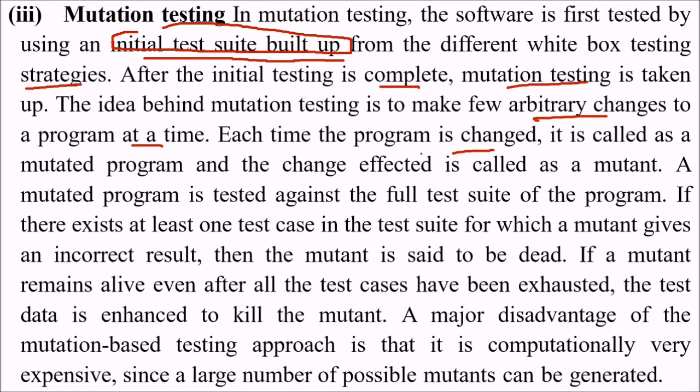Each time the program is changed, it is called a mutated program, and the change effected is called a mutant. A mutated program is tested against the full test suite of the program, and if there exists at least one test case in the test suite for which the mutant gives an incorrect result, then the mutant is said to be dead. And if a mutant remains alive even after the test cases have been exhausted, the test data is enhanced to kill the mutant.